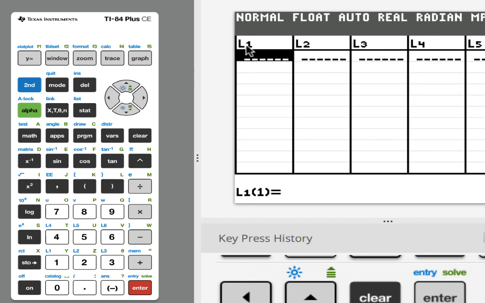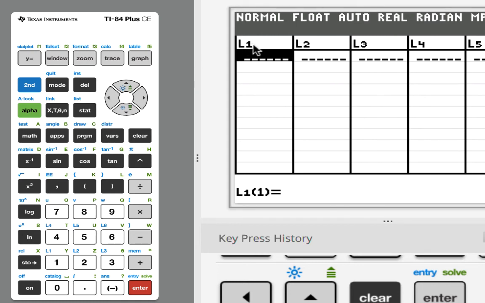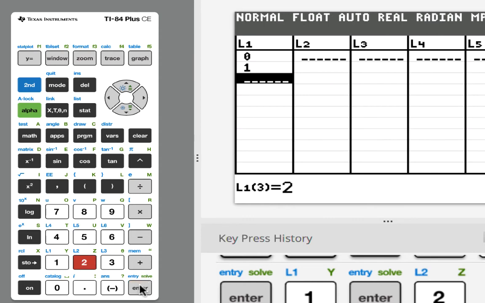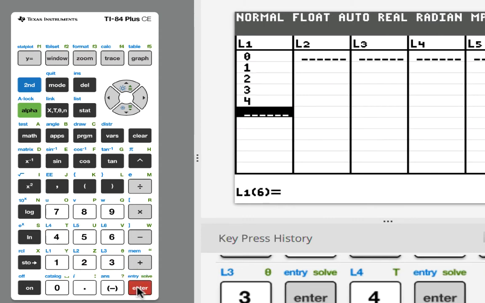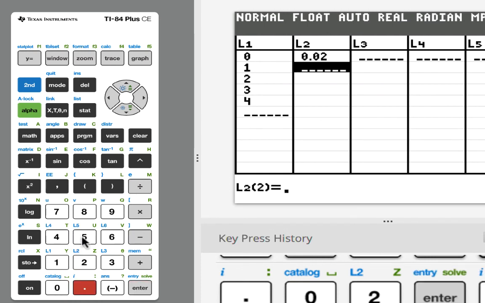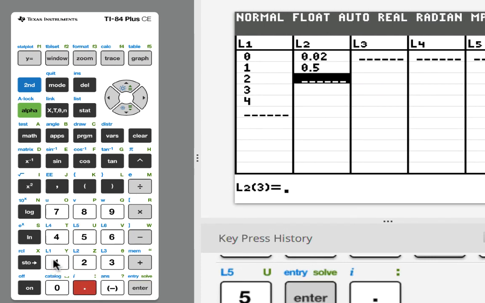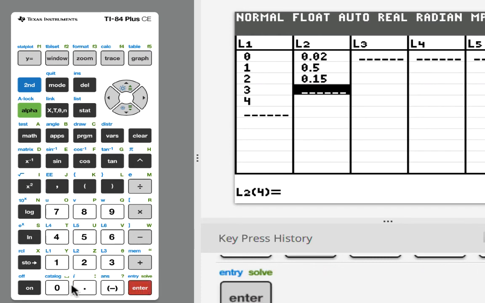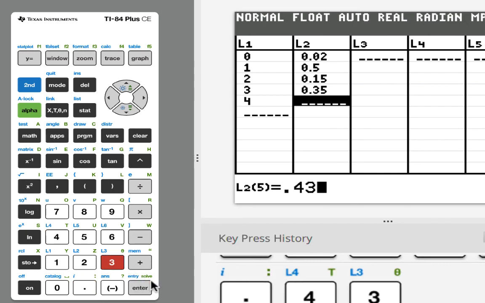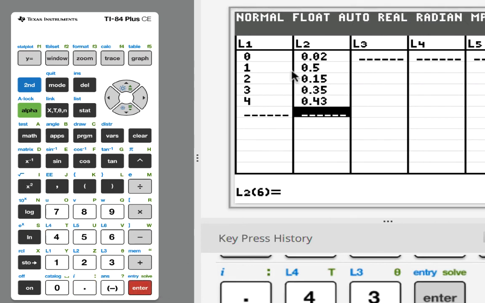Do not. Okay, now let's plug in the values in L1. L1 would be the values of number of cups. We have 0, 1, 2, 3, 4. So we have 0, enter, 1, enter, 2, enter, 3, enter, 4, enter. Now take the cursor to the next column. L2 is 0.02, enter, 0.05, enter, 0.15, enter, 0.35, enter, and 0.43, enter. So now we have got L1 and L2.